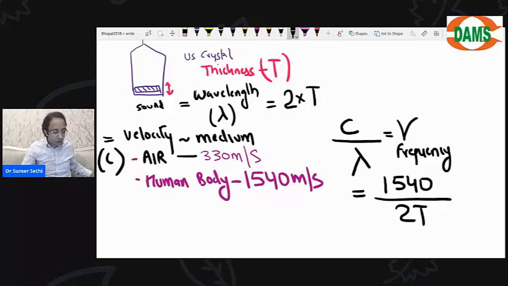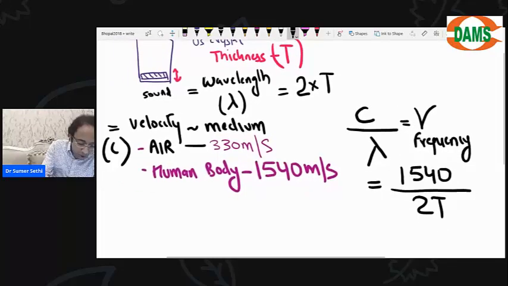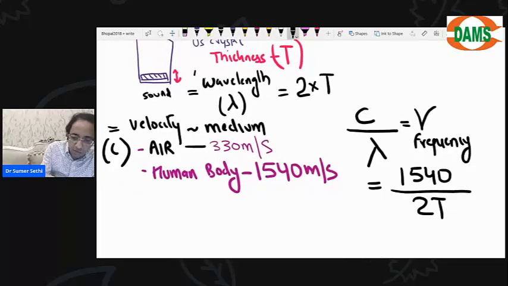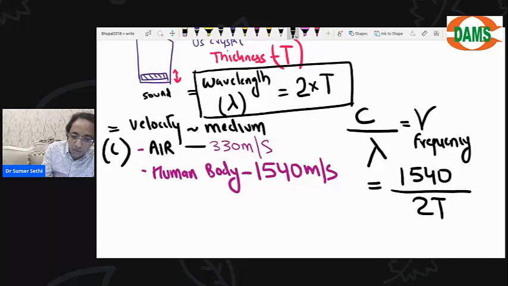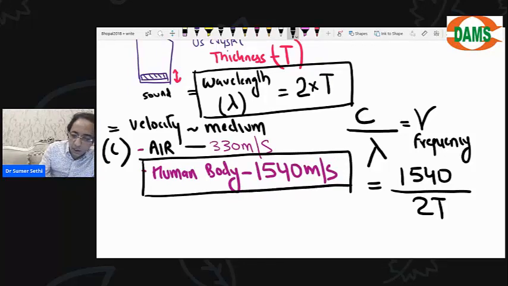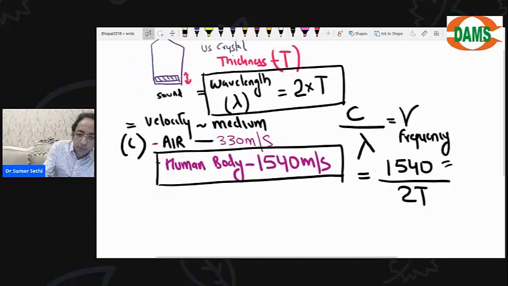Everybody follows? Are you able to derive this complicated equation now? I'm repeating for everybody. So now try and understand. The wavelength of sound produced by ultrasound is twice the thickness of the crystal in the machine. Velocity in the human body is 1540 meter per second. So frequency will be 1540 divided by 2 into T.